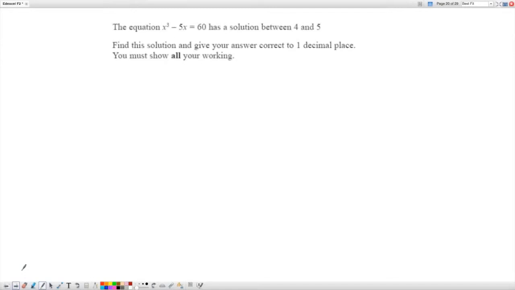In this question, we're given an equation, x cubed minus 5x equals 60. We're told that the solution is somewhere between 4 and 5, and we're going to find the solution. So here we are going to use trial and improvement. We make a little table to show all of our working out. Firstly, we take our value for x, and we start with somewhere between 4 and 5. 4.5 would be a suitable starting point.